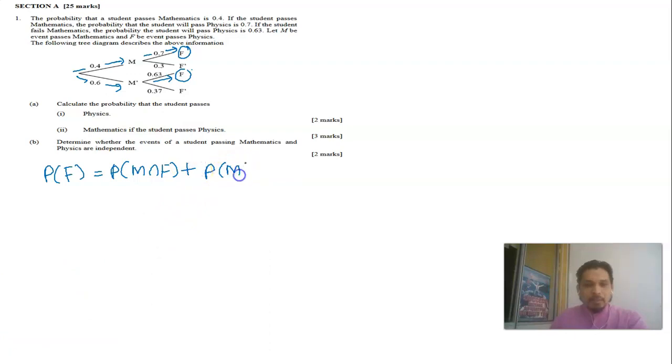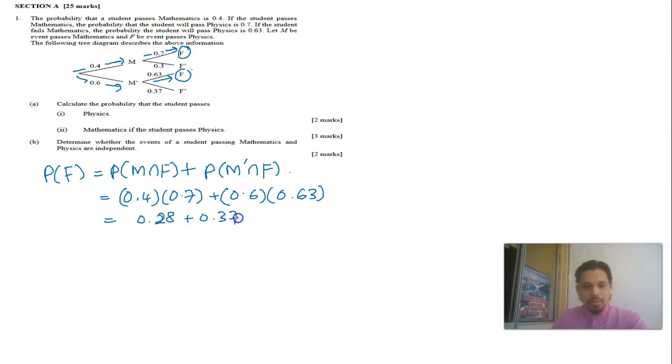So the probability of not passing maths but then passing physics. So then it is 0.4 multiplied with 0.7, and not passing maths 0.6 and passing physics 0.63. So get a calculator. Multiply between these two and add them all, it gives you 0.28 plus 0.378, and the total is 0.658. There you go.